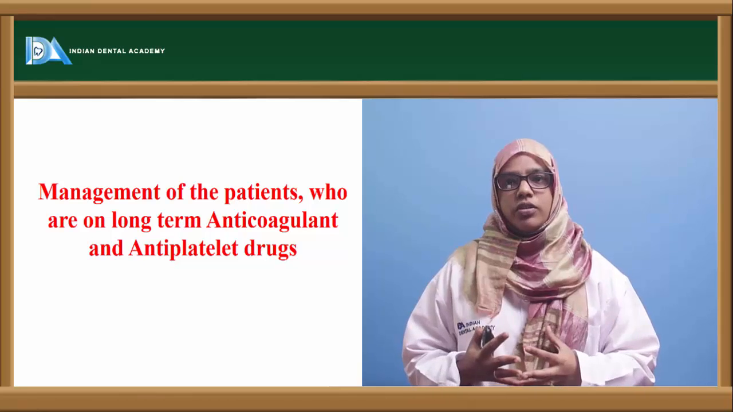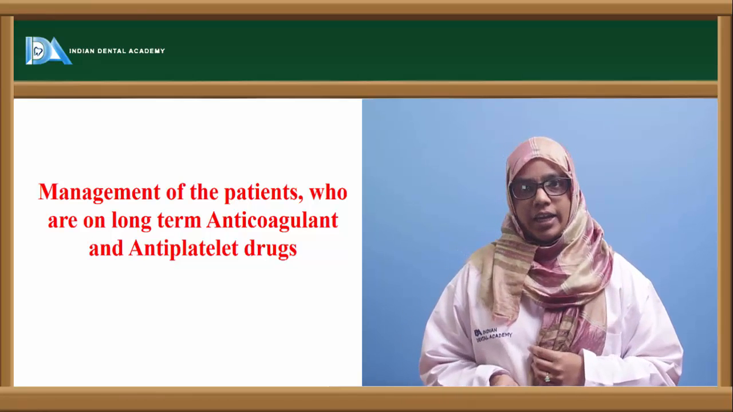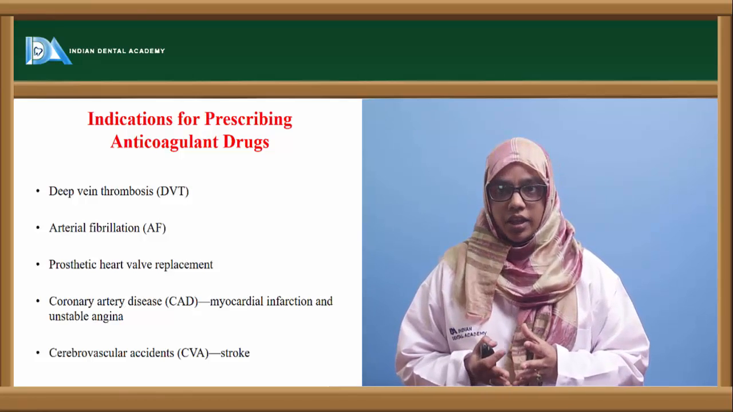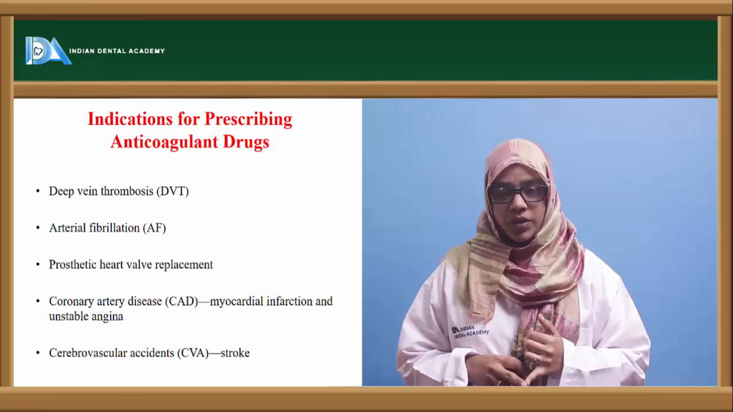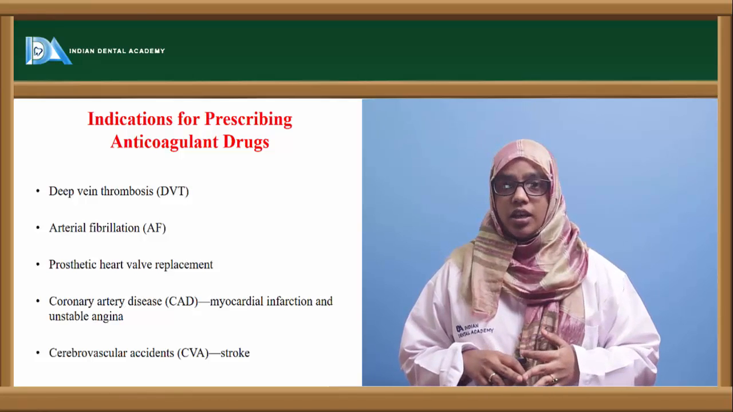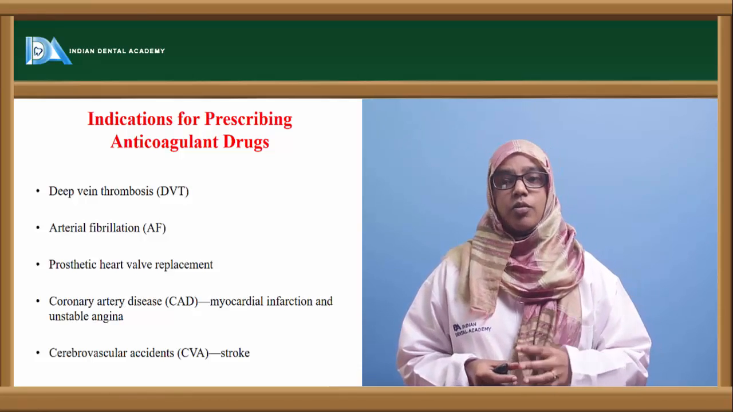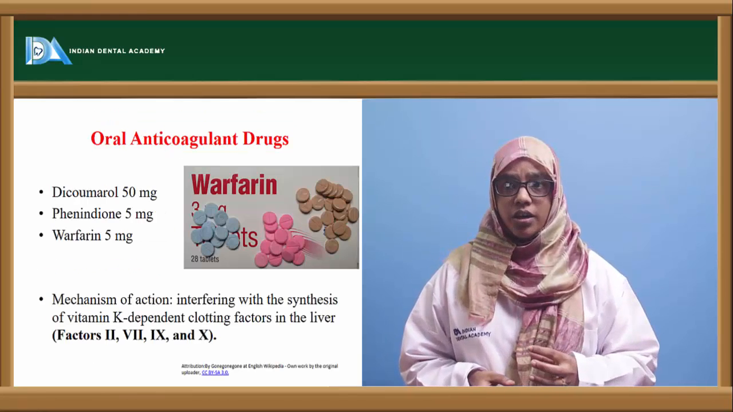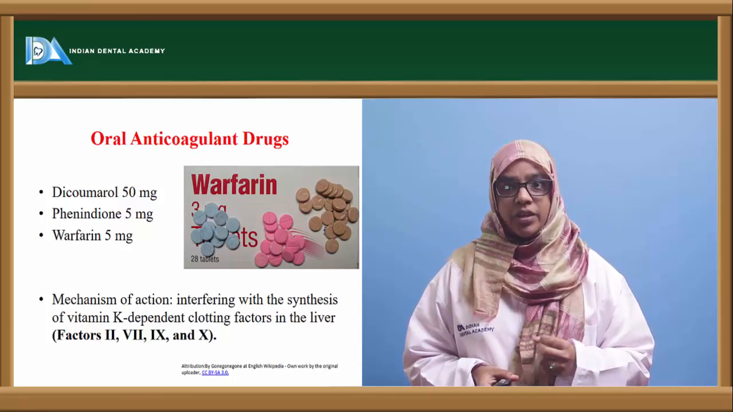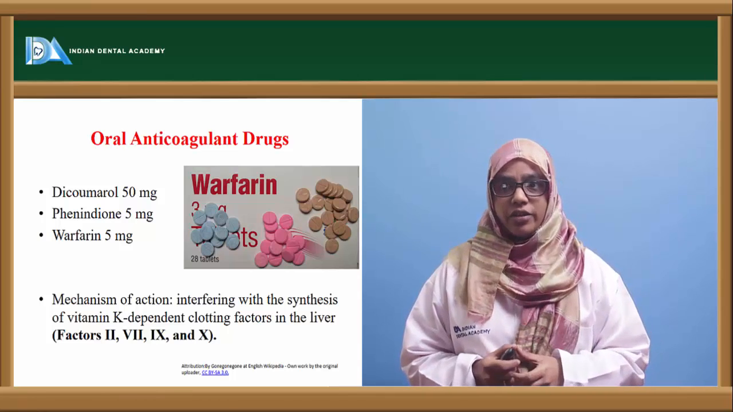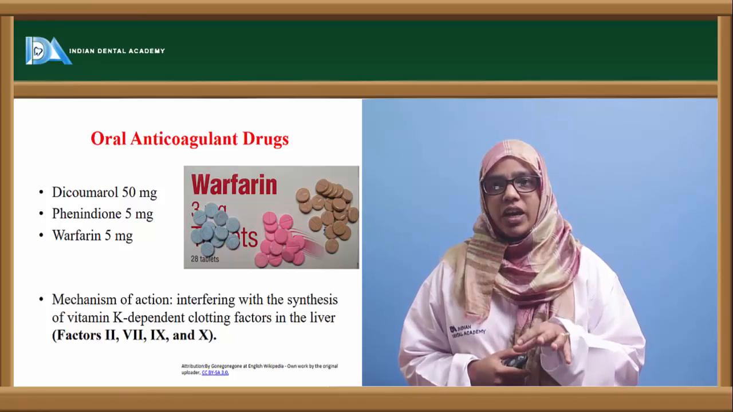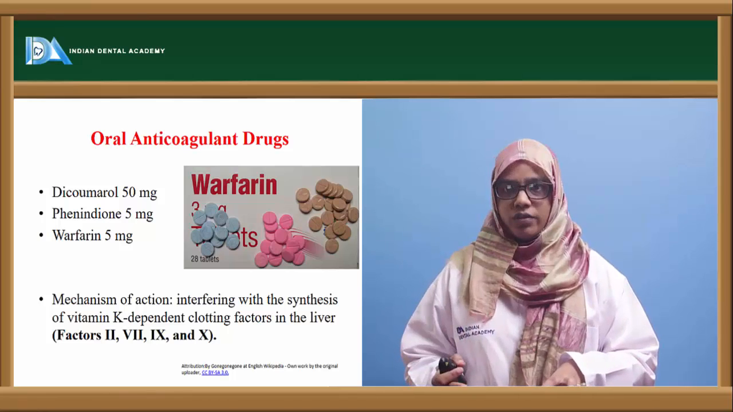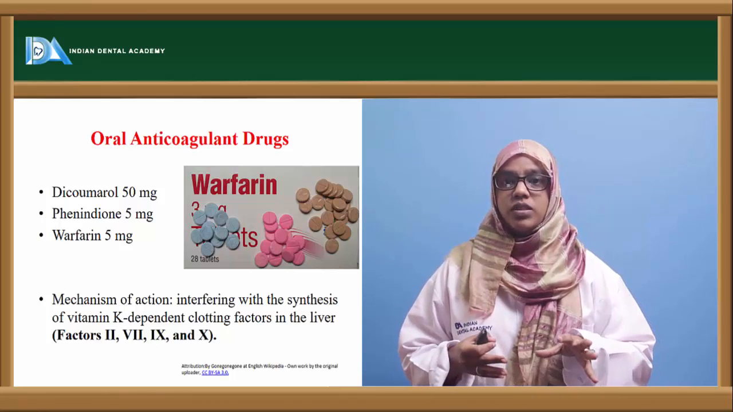Let's move on to the patients that are on long-term anticoagulants and antiplatelets. Now, conditions wherein anticoagulant therapy is used are deep vein thrombosis, atrial fibrillation, prosthetic heart valve, coronary artery disease and cerebrovascular accident, that is stroke. Now, the drugs that are used are dicumarol 50 mg, phenindione 5 mg or warfarin 5 mg. The mechanism of action of these drugs is that they interfere with the synthesis of vitamin K dependent clotting factors, that is factors 2, 7, 9 and 10.